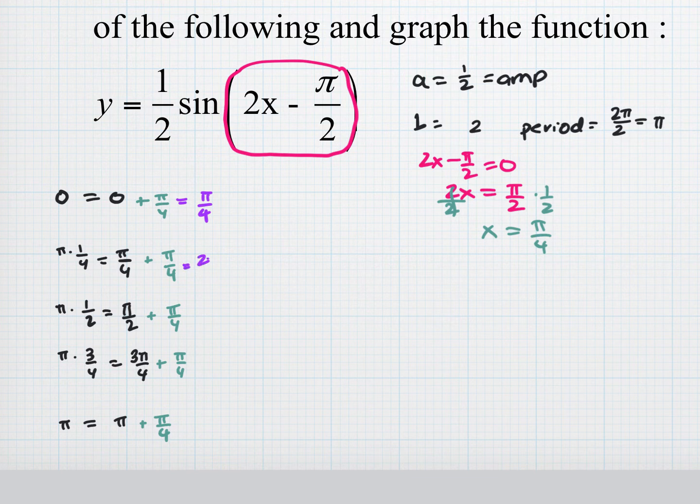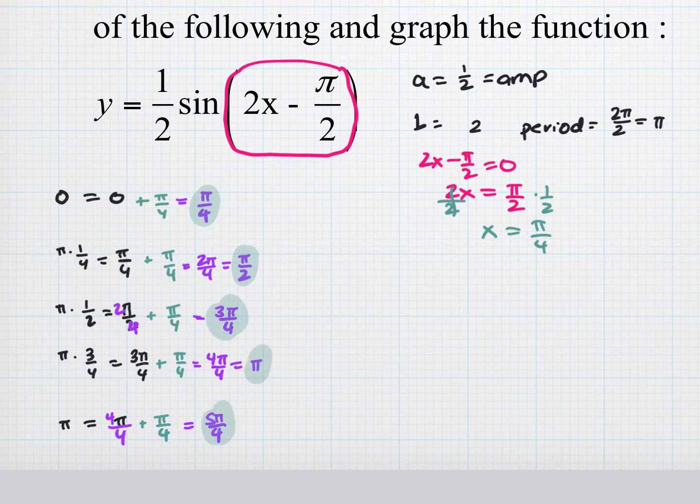Then I'd get 2 pi over 4, which we're going to simplify to pi over 2. Change the denominator here, multiply by 2, and I'd get 3 pi over 4. This would be 4 pi over 4, which is pi. And this is 5 pi over 4. Wait, I'm confused. Where? So this is my first, second, third, fourth, and fifth key points.